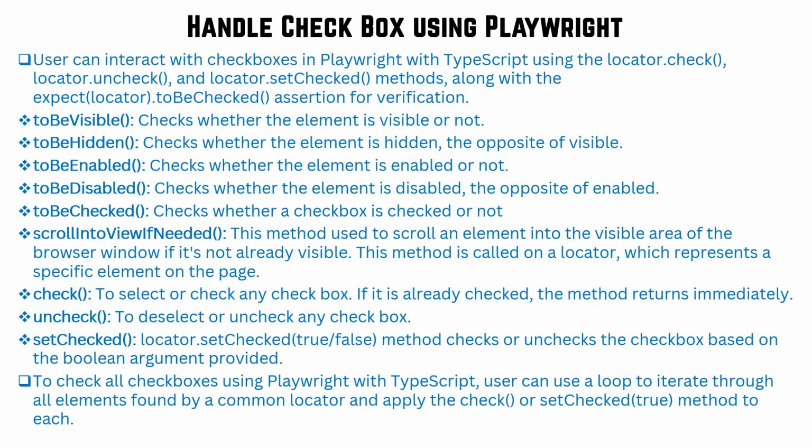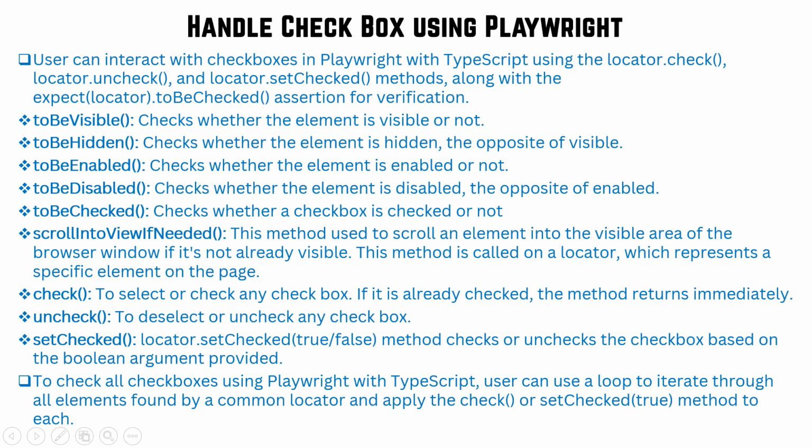Let's see. Okay, user can interact with checkboxes in Playwright with TypeScript using locator.check, locator.uncheck, and locator.setChecked methods, along with the toBeChecked assertion for verification. So these are the common ones: toBeVisible, toBeHidden, toBeEnabled, toBeDisabled, toBeChecked. These are the common ones, similar to the radio button. There is no difference. toBeVisible will check whether the element is visible or not. toBeHidden will check whether the element is hidden or not. toBeEnabled will validate whether the element is enabled or not.